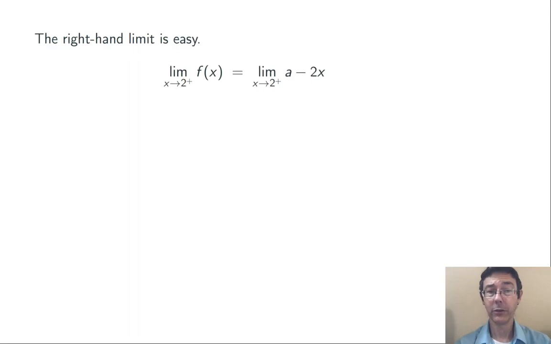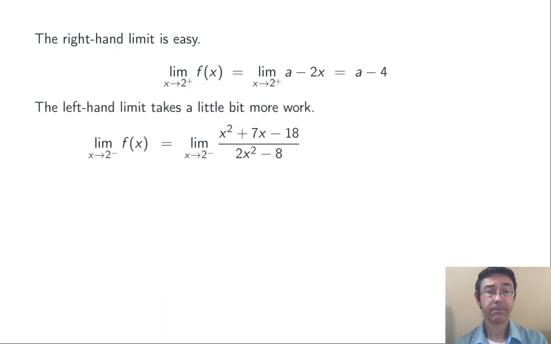So let's jump right into it. Let's do the right-hand limit first. I think that's the easier one. We're looking at the limit as x goes to 2 from the right of a minus 2x. Now, a is just some number here. We don't know what it is yet, but it's just some number. So here we have a polynomial. And polynomials have the direct substitution property, so I can take out x and plug in 2. So the limit from the right is a minus 4.